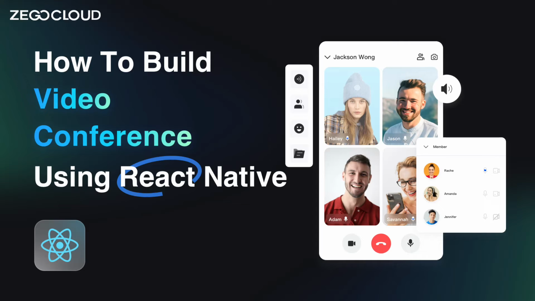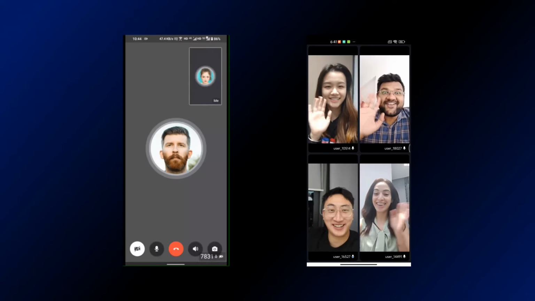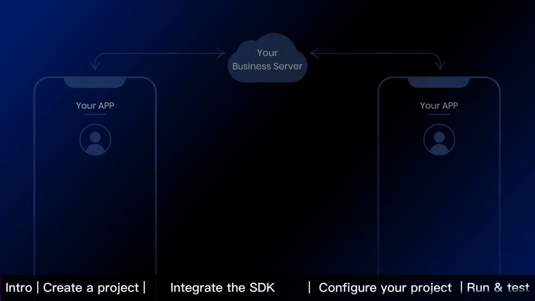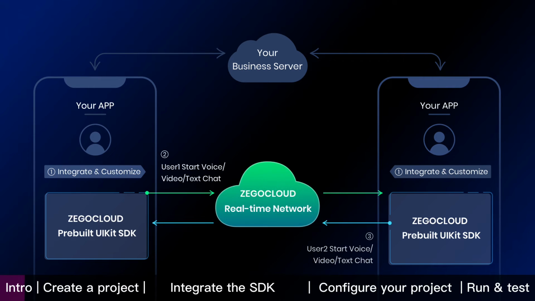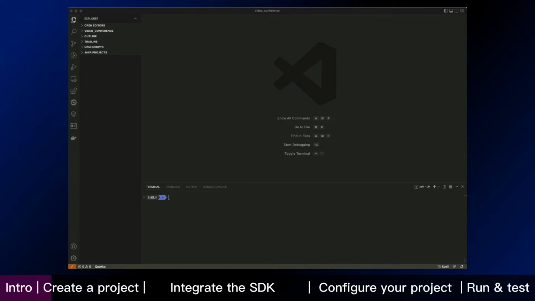This React Native tutorial shows how to build video conference into your app with ZEGOCLOUD. To embed the video conference feature, we are going to integrate and customize the ZEGOCLOUD prebuilt UI kit SDK into your app. Then users can start voice, video, or text chat through the ZEGOCLOUD real-time network. It's that simple. Now, we are in a React Native environment.